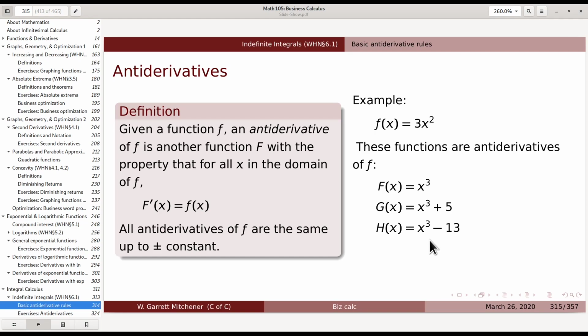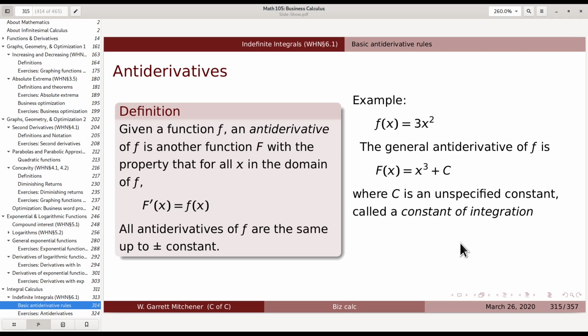And again, this is happening because a constant added to or subtracted from a function changes where the graph is up and down in the coordinate plane, but it doesn't change its slope anywhere. It doesn't twist the graph or stretch it in any way. It just slides it straight up and down. So all of the tangent lines have the same slope with or without this added constant. Okay.